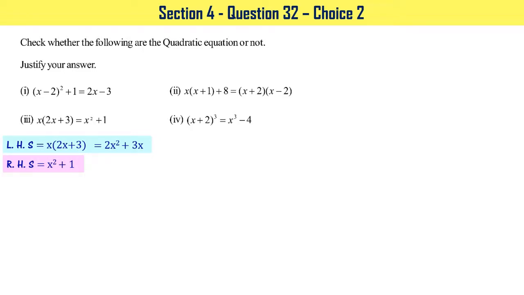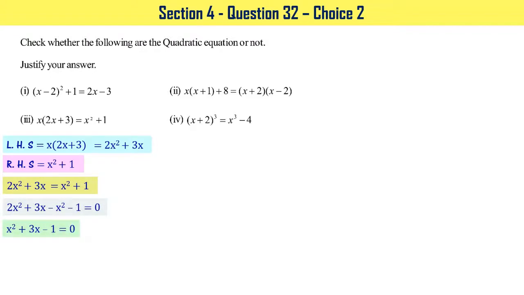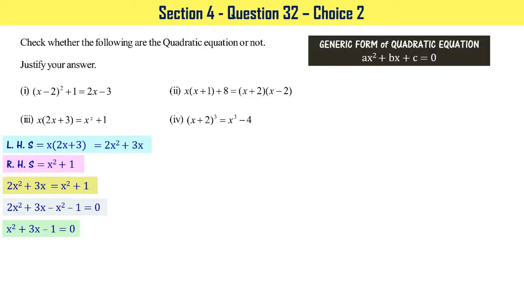Now let's equate these two, such that I can write it as 2x square plus 3x equal to x square plus 1. When you simplify it, you get x square plus 3x minus 1 equal to 0. This is looking similar to ax square plus bx plus c, right? The degree of this particular equation is 2. Hence, the given equation is a quadratic equation. Let me write that: x times 2x plus 3 equal to x square plus 1 is a quadratic equation.